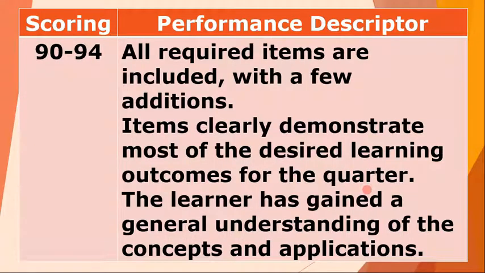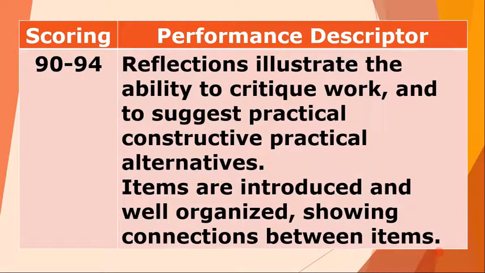For a 90 to 94 score, we have all required items are included with a few additions. Items clearly demonstrate most of the desired learning outcomes for the quarter. The learner has gained a general understanding of the concepts and applications. Reflections illustrate the ability to critique work and to suggest practical, constructive alternatives. Items are introduced and well organized, showing connections between items.